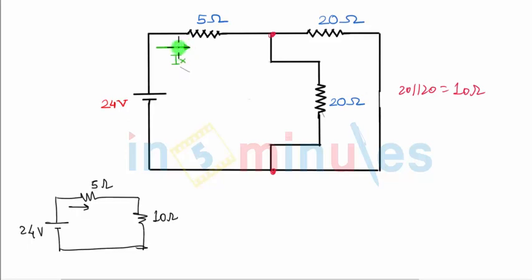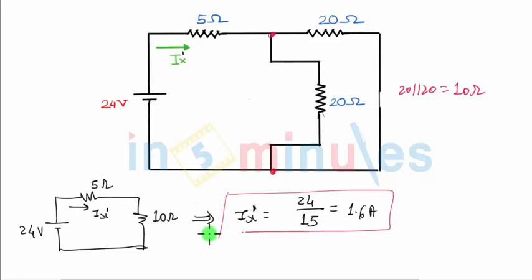Let me call it Ix dash because this is the current only due to 24 volts, Ix dash. So as you can see in this circuit, Ix dash can be obtained simply by using Ohm's law. The total voltage is 24 volts and the total resistance is 5 plus 10, which is nothing but 15 ohm. So if you solve 24 by 15, it comes out to be 1.6 ampere. So that's my first value for a current due to the voltage source 24 volts.